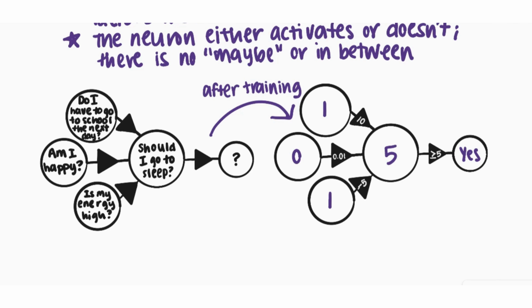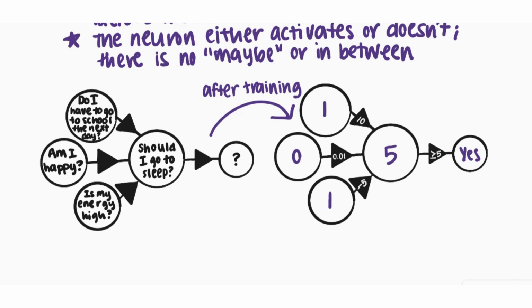And so as we can see here, we've chosen these weights for our network because going to school the next day is the most important, right? That's why it gets a 10, because you can't exactly sleep in and you really need to wake up. Now, the question of am I happy, though it is an important question, it's not super relevant to whether you should go to sleep. So we're going to call it a 0.01.